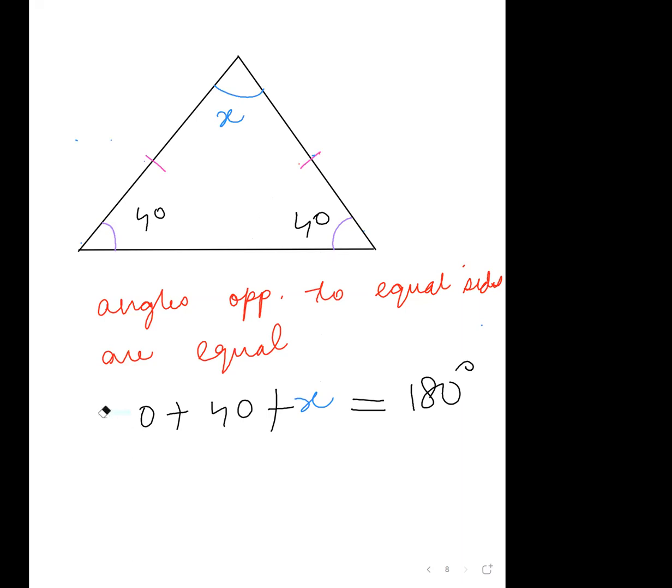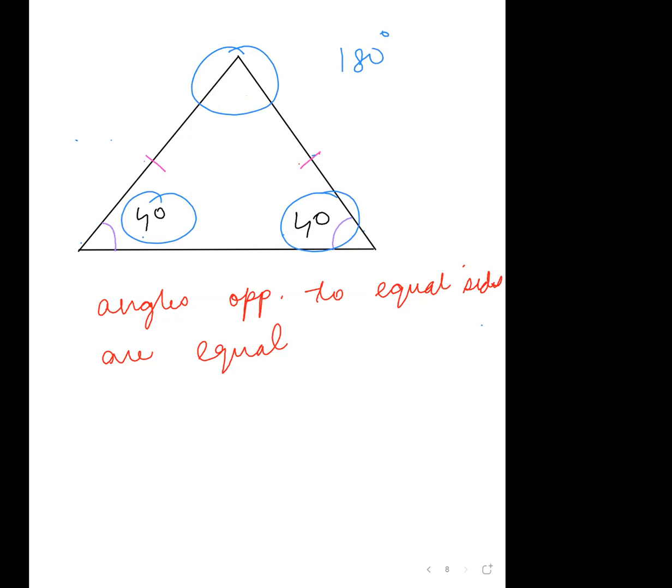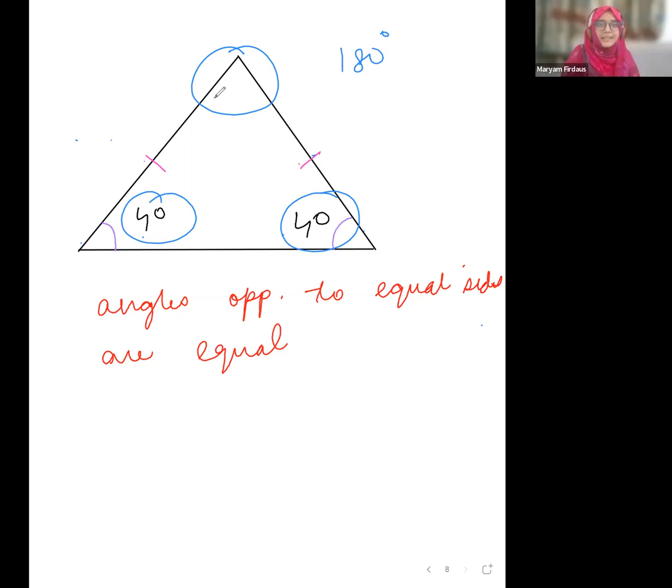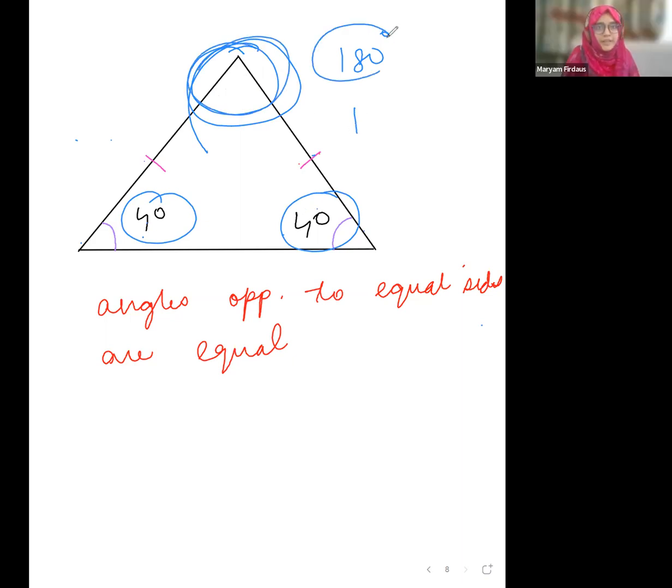Sorry. See, let's not write it like this. Forget about this. See, this is 40, this is 40. We don't know what this is. But we do know that 40 plus this thing is going to give you 180. Yes or no? Yeah. And what is 40 plus 40, by the way? 80. So this angle is going to be 180 minus 80.